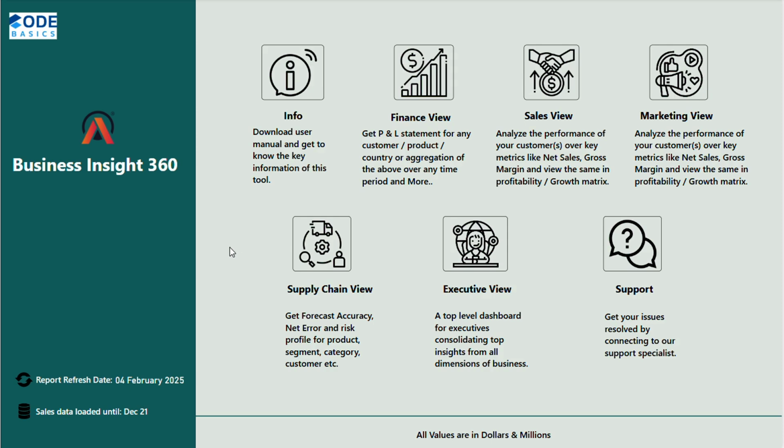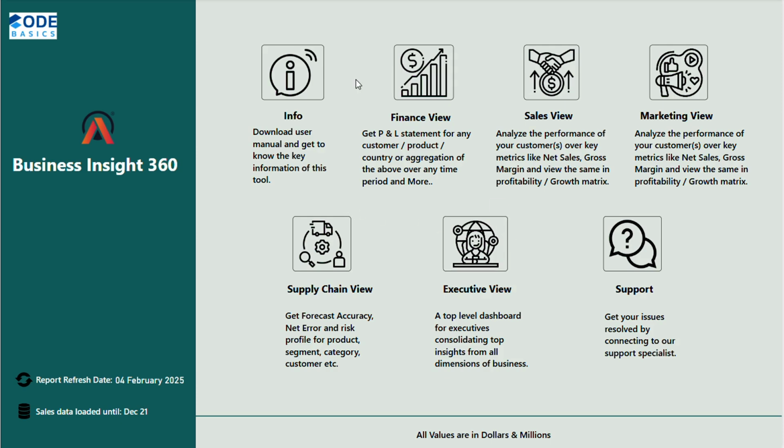Here you can see the Business Insights 360 dashboard on my screen. Let me go through this project. This is the home page. Here I have placed all the icons of the dashboard. As we can see, this is a finance icon, sales icon, marketing icon, supply chain icon, executive icon, and supportive icon. All these icons behave like buttons.